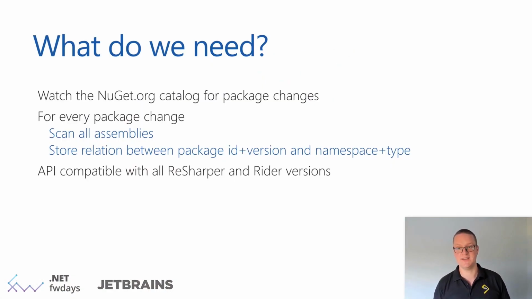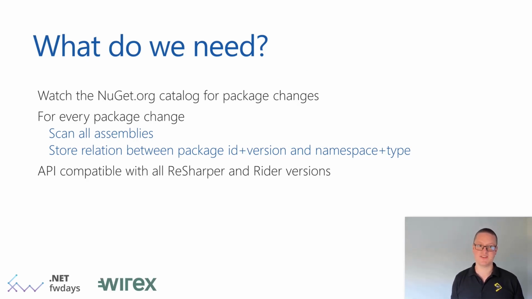What do we need? We need something that watches this NuGet.org catalog for package changes. We need something that for every package change downloads the package, scans the assemblies that are in there, and stores somewhere the relationship between package ID and version, and namespace and public type from the assemblies. And then of course we would need an API that is compatible with ReSharper and Rider, even version 9, because we don't want to break existing clients, so we essentially would have to make it possible for people to consume this one very easily using the same API.